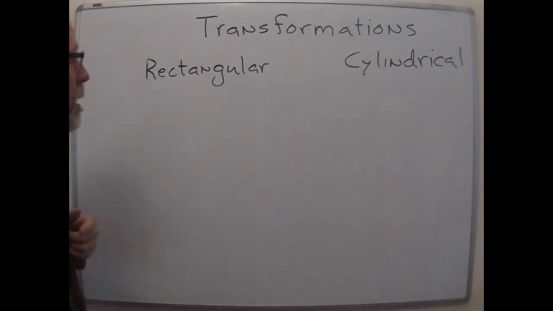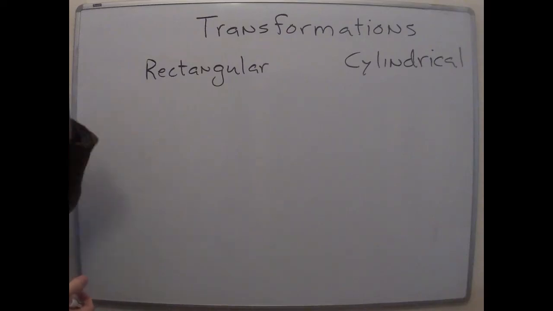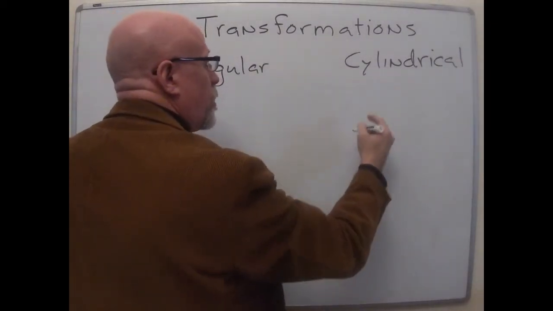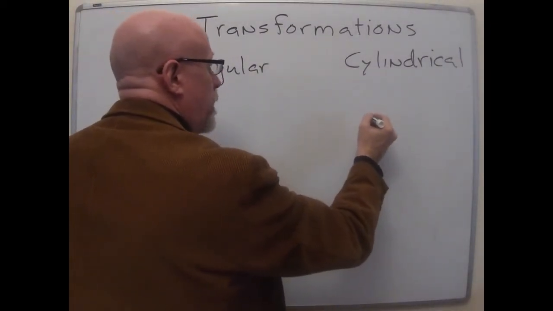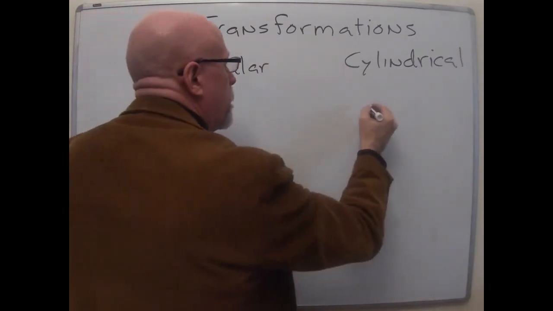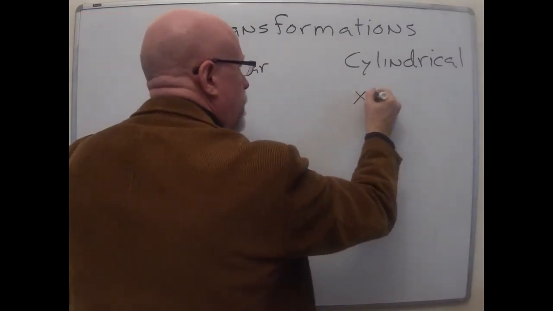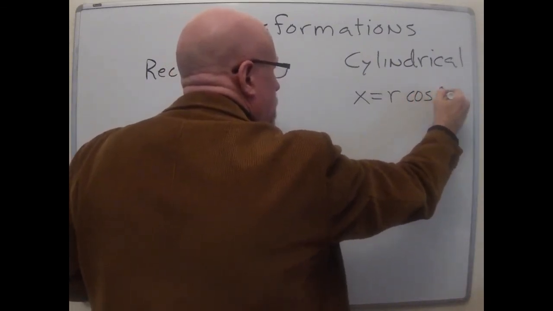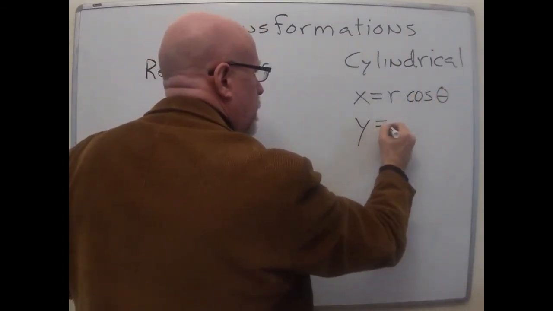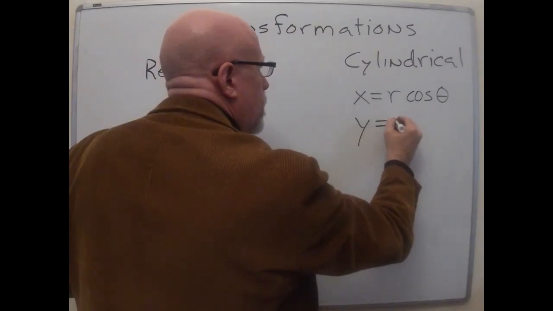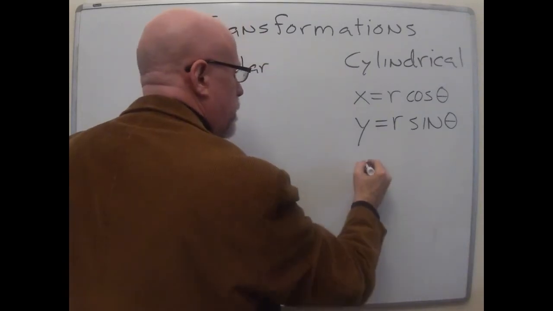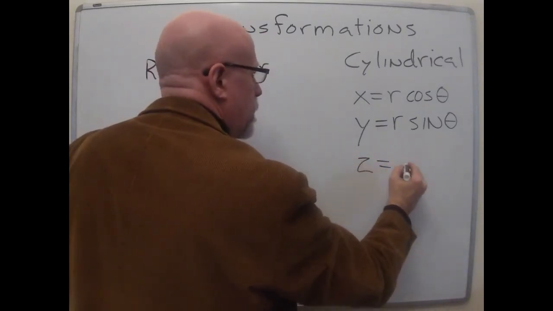And again, this is made easier by the fact that we've just talked about polar coordinates and you've seen them before. So for instance, if you know the cylindrical coordinates, r and theta and z, well then x is going to be r cos theta. And y is going to be r sine theta. And z is going to be z.